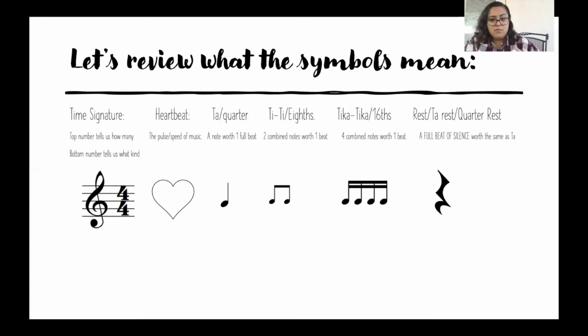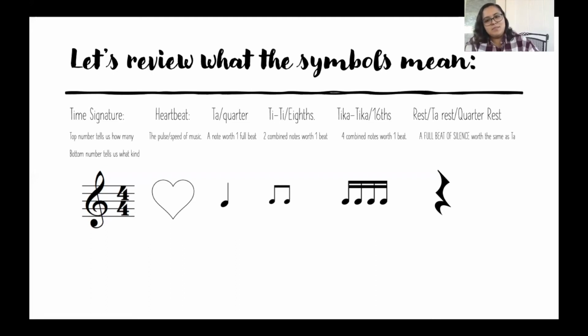A ta is also called a quarter note. I refer to them as both, and it is worth 1 full beat. TT, or eighth notes, together are 2 combined notes. So it's like you took a heart and you broke it in half. You have a T here and a T here, and you put them together. That is 1 full beat. Tika Tika is 4 combined notes worth 1 beat. So it's like you took your heart, broke it in half, broke each half in half. So you have 1, 2, 3, 4 pieces of a heart, with 1 T or 1 ka inside each one. Tika Tika.